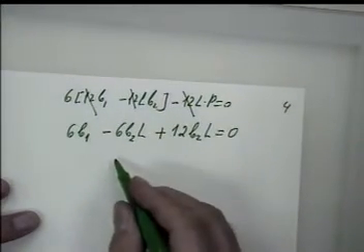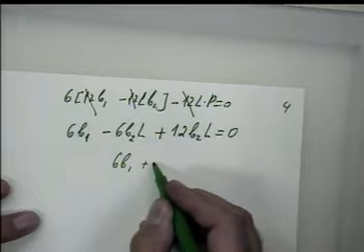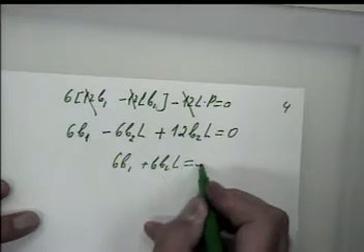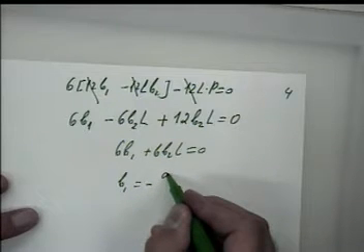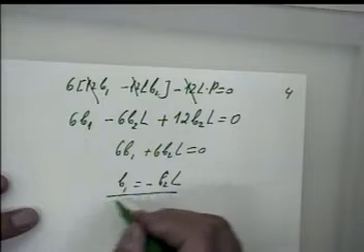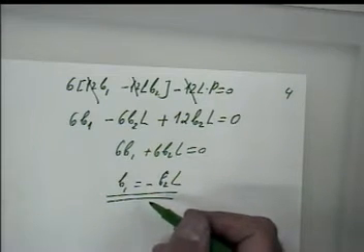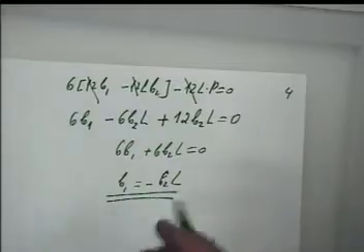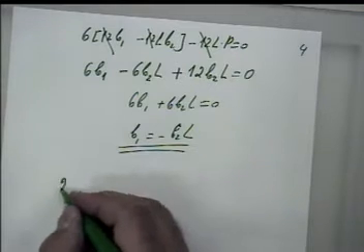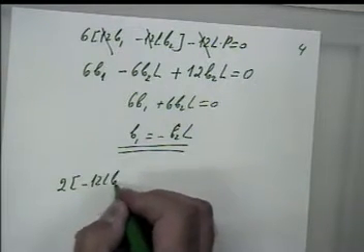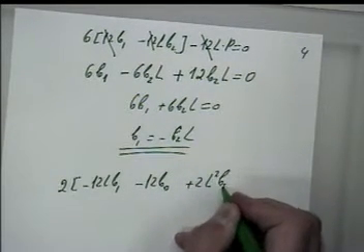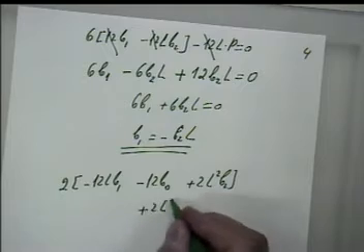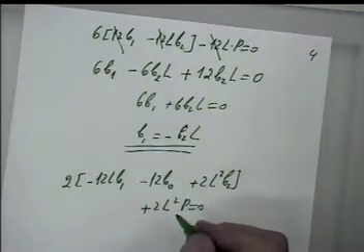So from here we get 6b1 plus 6b2l equals 0. So that means that b1 equals minus b2l. That is b1. Now we have this first equation. Pay attention to this one. We have 2 times minus 12lb1 minus 12b0 plus 2l square b2 plus 2l square p equals 0. Now we substitute here.